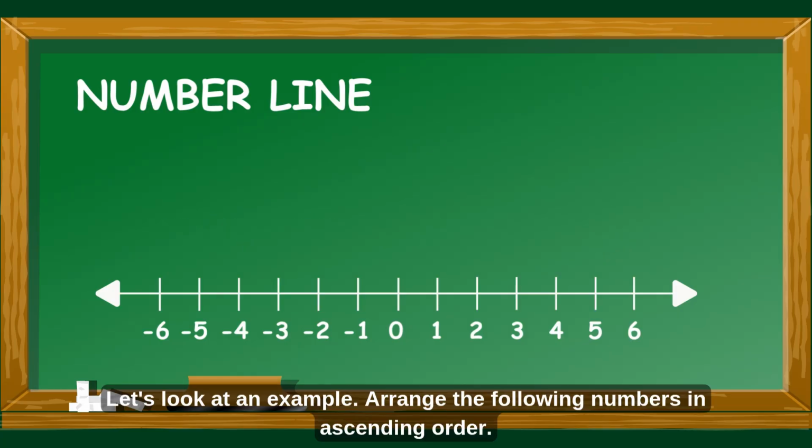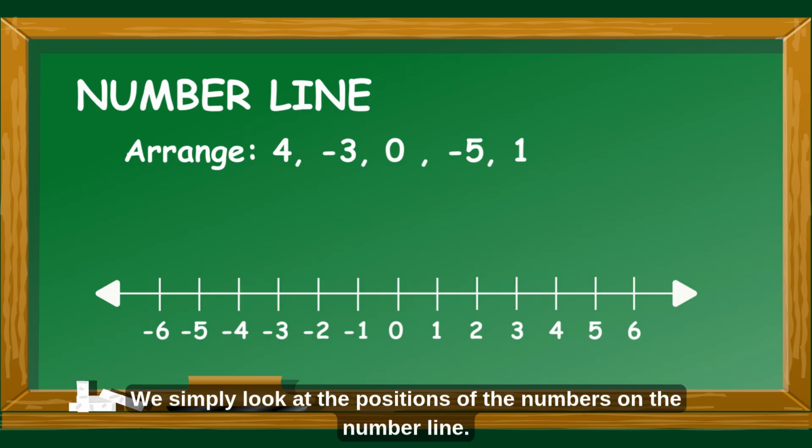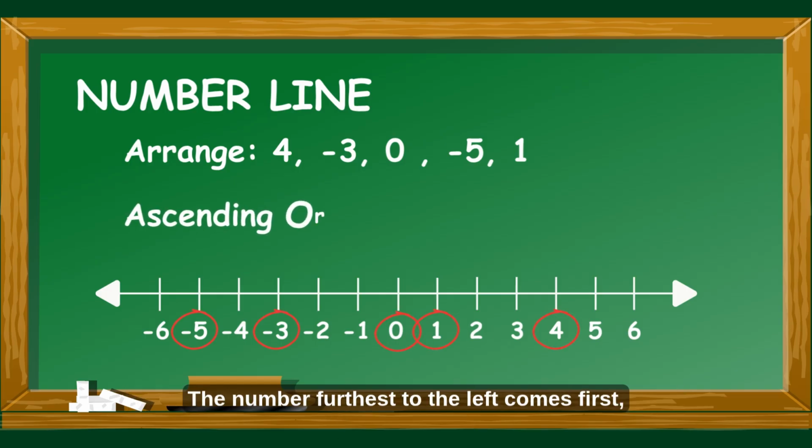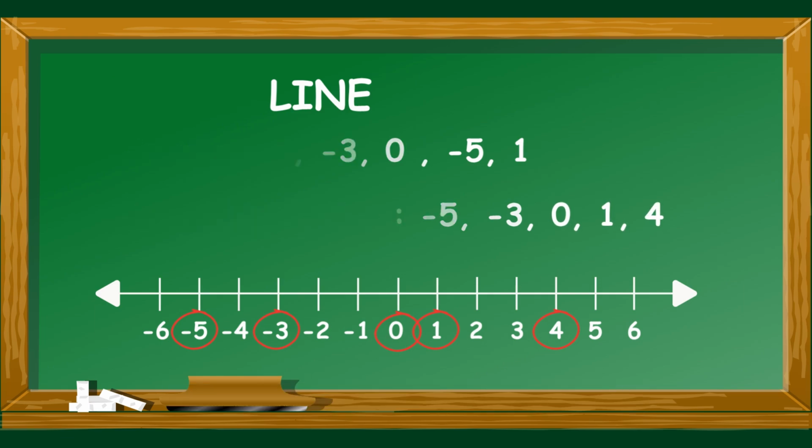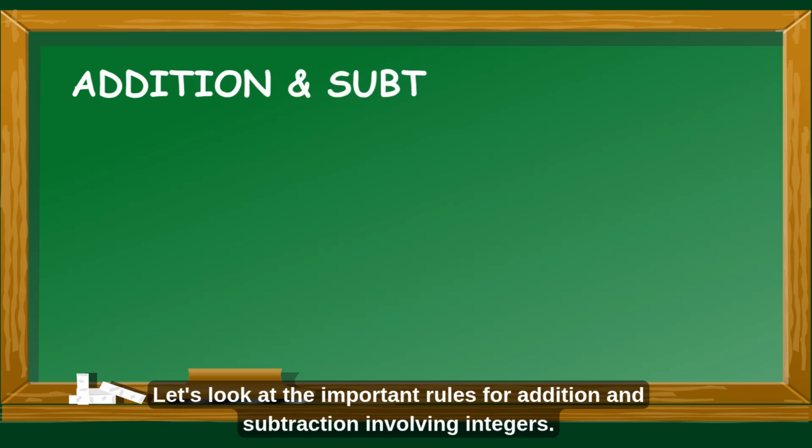Let's look at an example. Arrange the following numbers in ascending order. We simply look at the positions of the numbers on the number line. The number furthest to the left comes first, followed by the next number, until we reach the number furthest to the right. Let's look at the important rules for addition and subtraction involving integers.